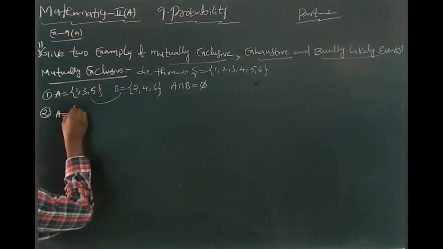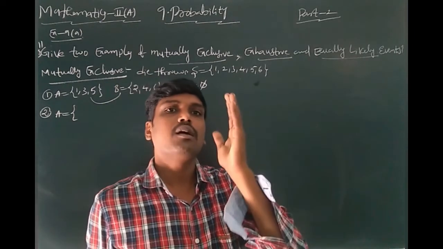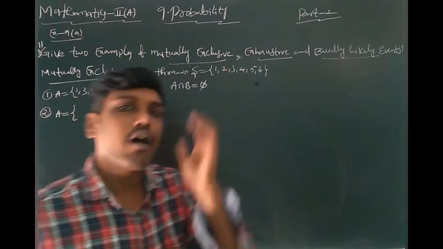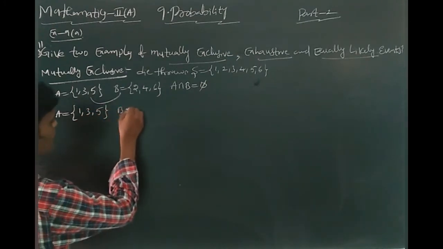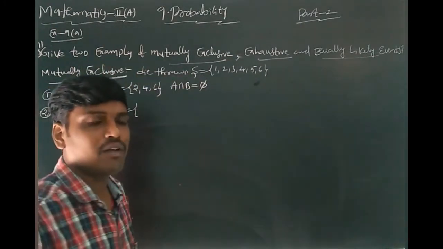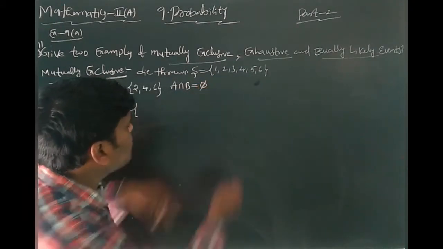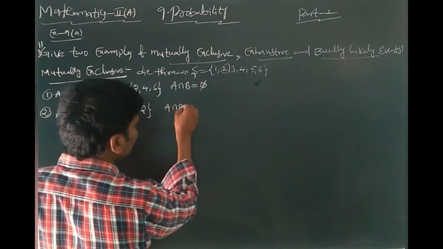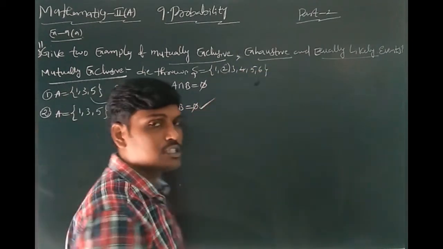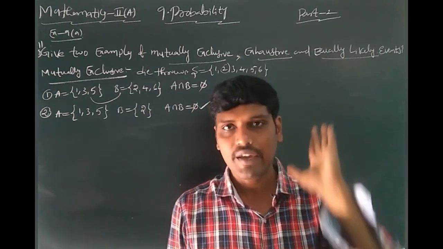A is, if one die is thrown, the selected number is an odd number, nothing but 1, 3, 5. B is an even prime number. Which number? Even prime number, what is here? Only one even prime number is there, that is 2. Then A intersection B is empty. This is also one more example of mutually exclusive events.